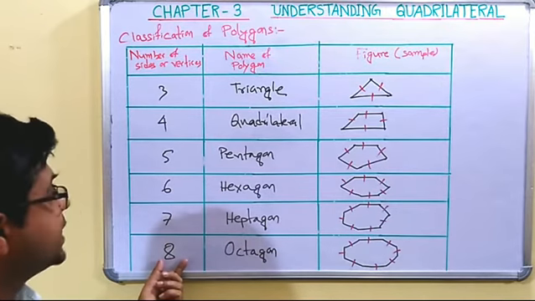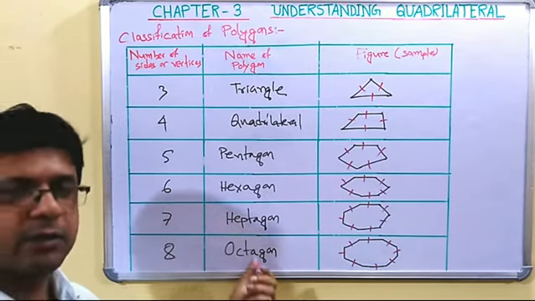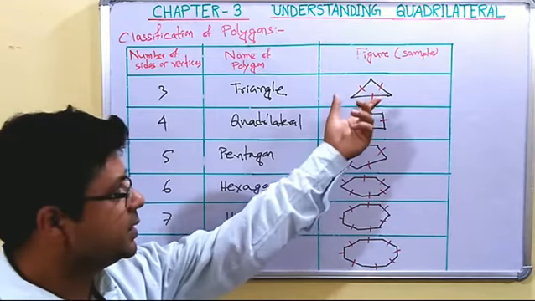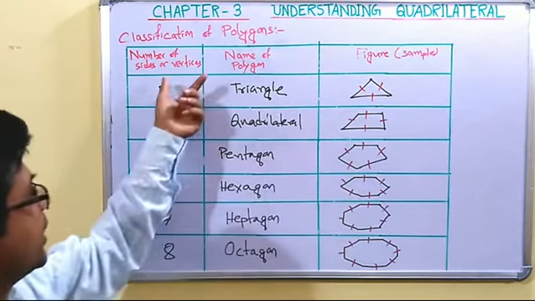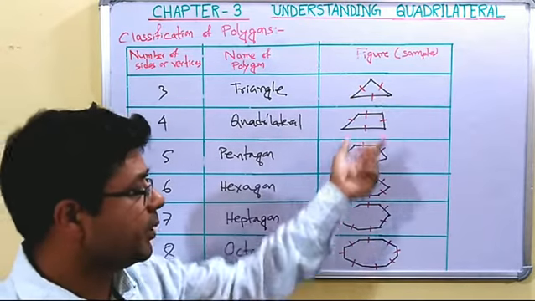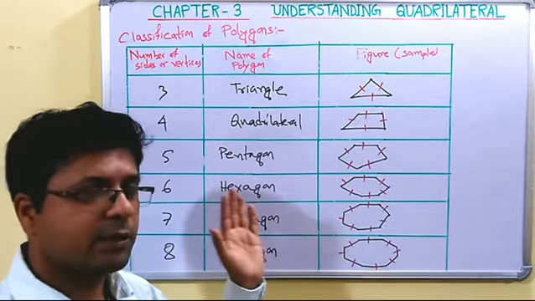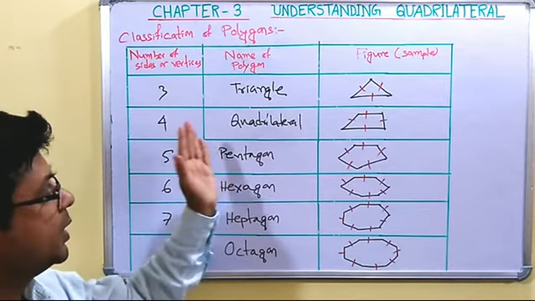If 8 sides, octagon. 9 sides, nonagon. 10 sides, decagon. Like this we proceed. Alright, please make it a note. These are all the number of vertices, name of the polygon, and this is the sample figure. Okay students, please try to remember the corresponding name for the number of sides.